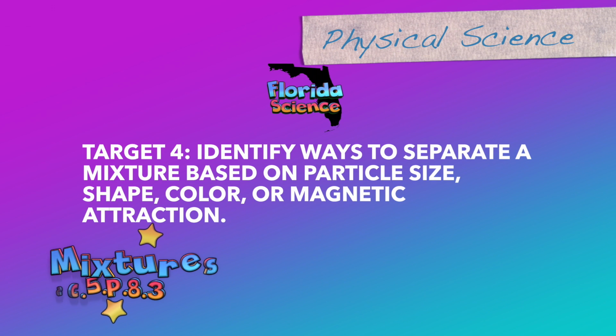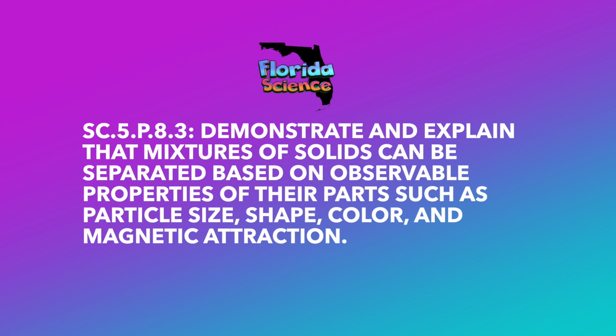Target 4. Identify ways to separate a mixture based on particle size, shape, color, or magnetic attraction. SC.5.P.8.3. Demonstrate and explain that mixtures of solids can be separated based on observable properties of their parts, such as particle size, shape, color, and magnetic attraction.